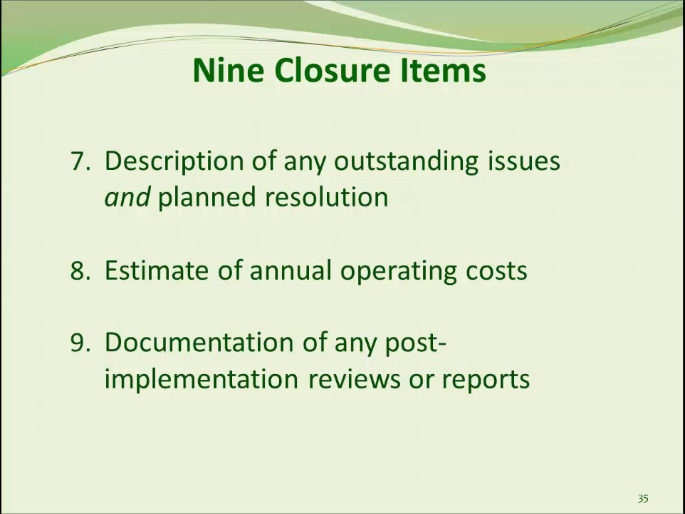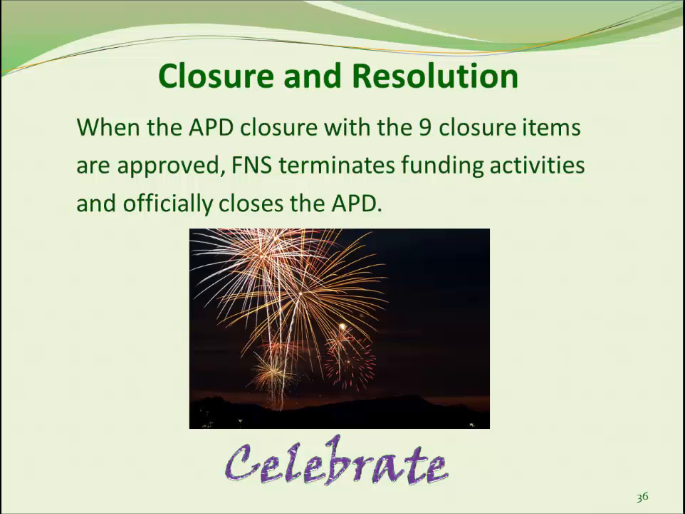Many of the closure items will be included in a post-implementation review report, so it will not be necessary for you to duplicate those that have been addressed. As a reminder, the APD closure process can be found in FNS Handbook 901. If a project has been active, the closure will occur after all of its activities have been completed. When the APD closure with the 9 closure items are approved, FNS terminates funding activities and officially closes the APD.